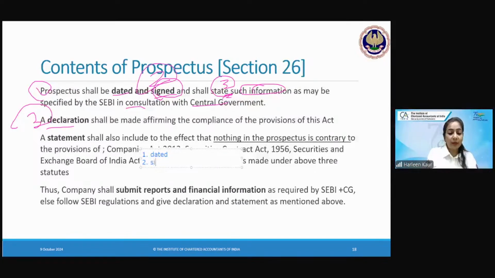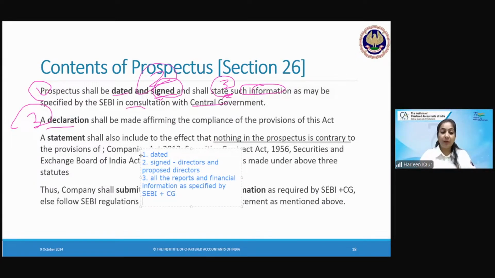Who all is going to sign the prospectus? Tell me quickly in the comments. Directors and proposed directors. Very good. Then all the reports and financial information as specified by whom? As specified by SEBI in consultation with CG.